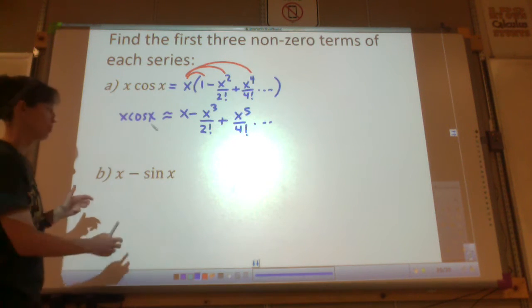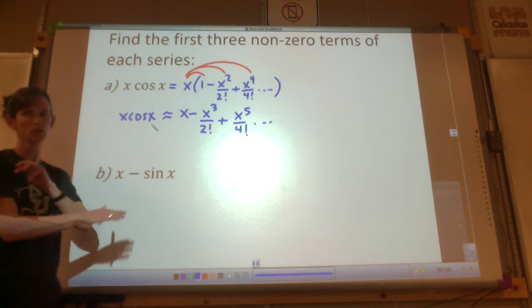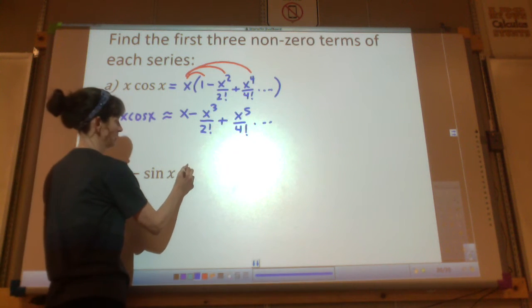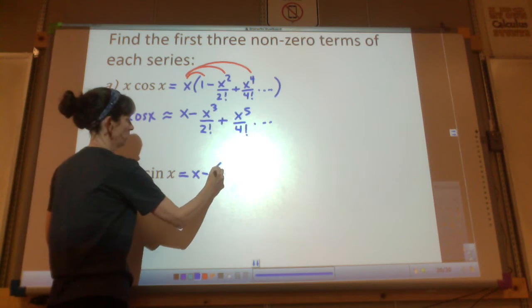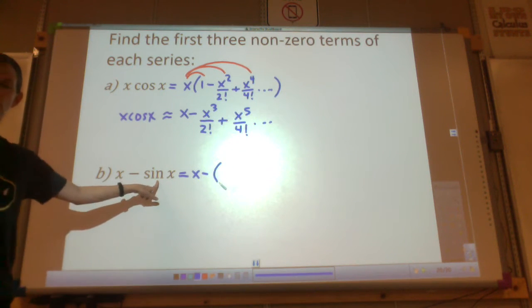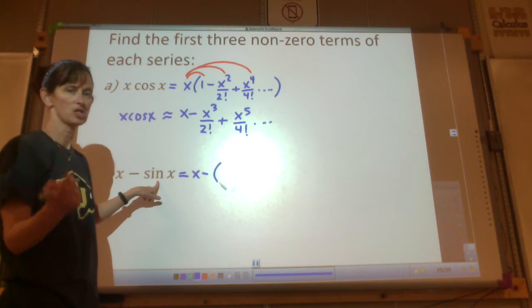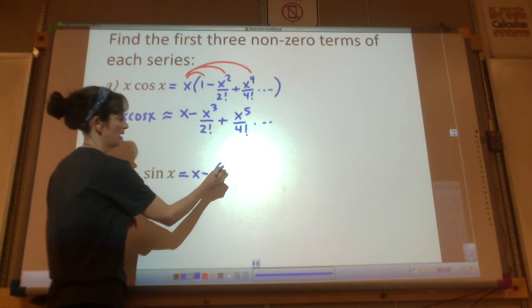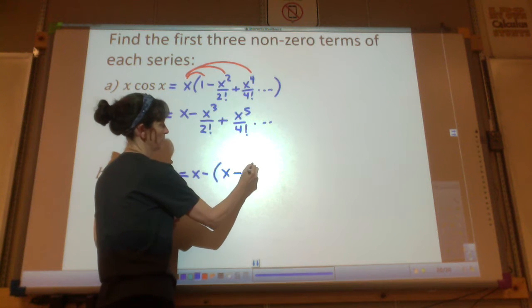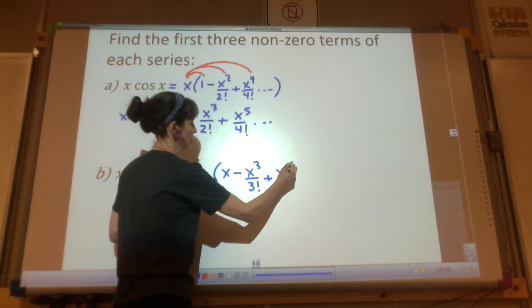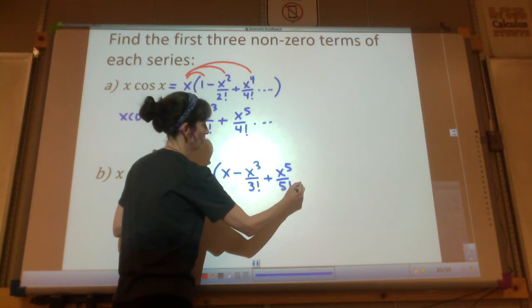But notice, there's only one x. So don't start doing x minus each term of sine. You just take x minus, and then in parentheses, I'm going to replace sine with what we know it is, because we remember that sine is an odd function. And so sine will have odd powers. So that's x minus x to the 3rd over 3 factorial plus x to the 5th over 5 factorial.